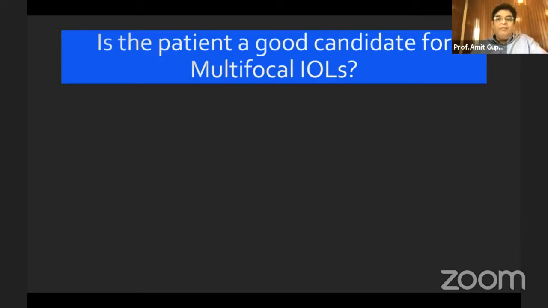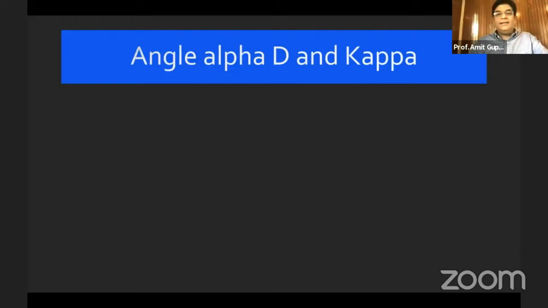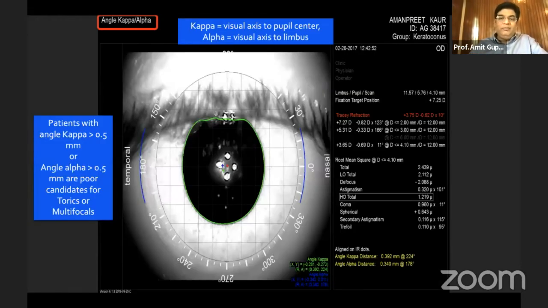Another important question: is the patient a good candidate for a multifocal intraocular lens? Now, one of the steps to plan it is angle alpha and angle kappa. Angle kappa is the angle between the visual axis and the pupillary center, which is more important for patients who want to undergo refractive surgery and other procedures. Whereas angle alpha tells us how well the intraocular lens is going to center in the bag once we put the IOL in. So angle alpha and angle kappa should be less than 0.5 millimeters. This is given in one corner of the screen in the alpha kappa map.